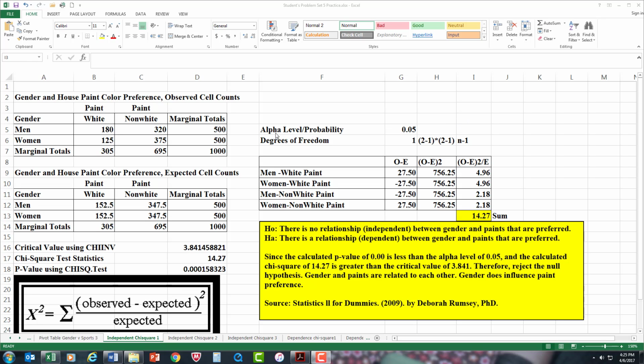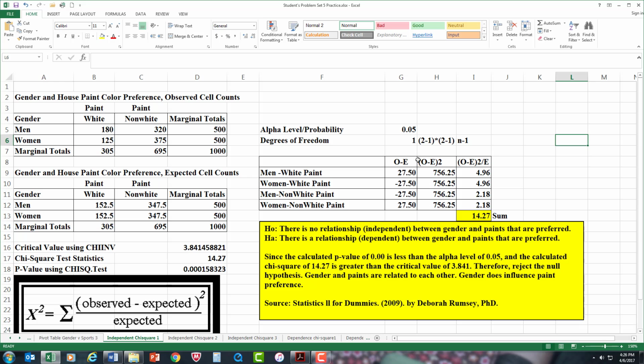Now, you should already establish your alpha level or probability. In this case, it's going to be 0.05. And your degree of freedom is 1, because you got 2 minus 1 for your gender, and 2 minus 1 for your paint, and you multiply those together, and you got 1. You can see the formula that I have up there. Remember, degrees of freedom is n minus 1.